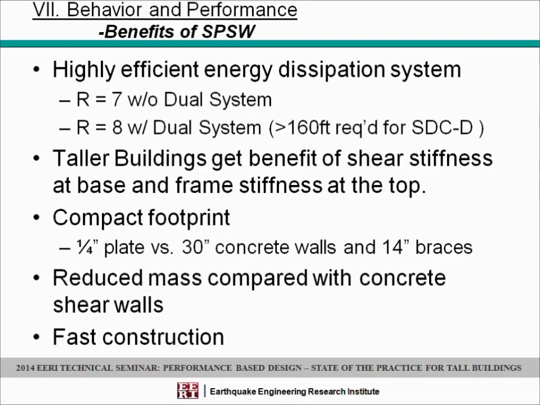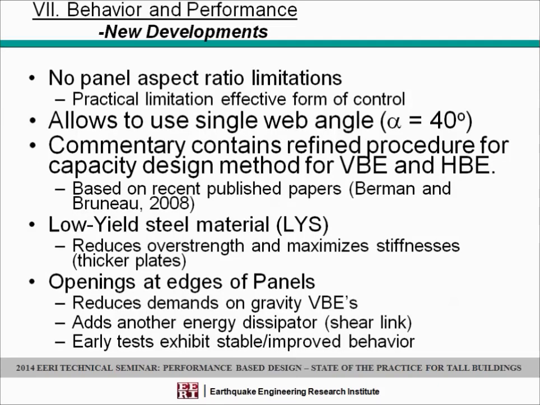Efficiency, benefits: it's a highly energy dissipating system. Taller buildings get the benefit of shear stiffness at the base and frame stiffness at the top. You get the proper combination of a dual system that's properly measured. It's got only 1/4 of an inch. It's got reduced mass by about 25 to 30% and fast track construction.